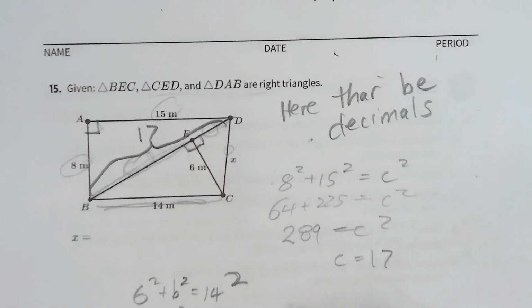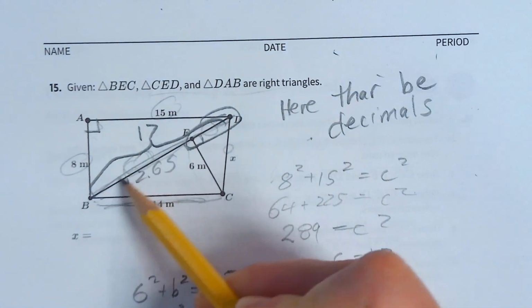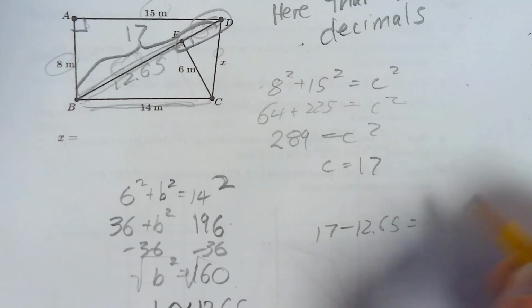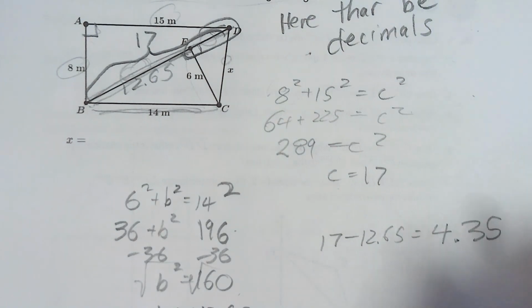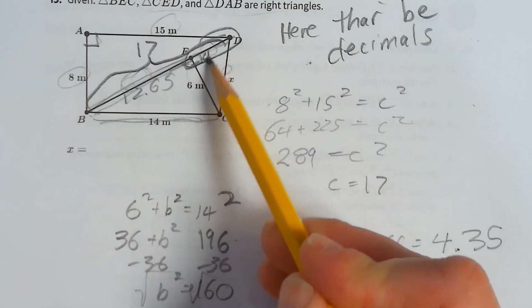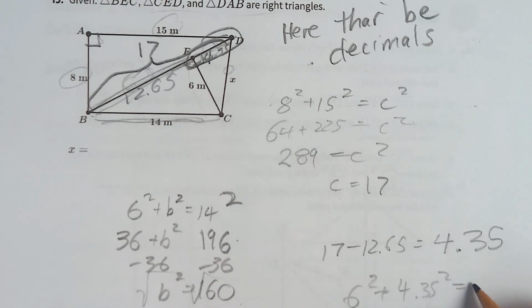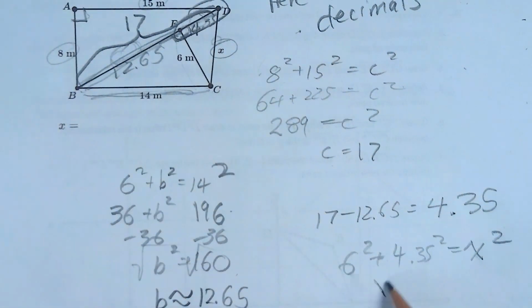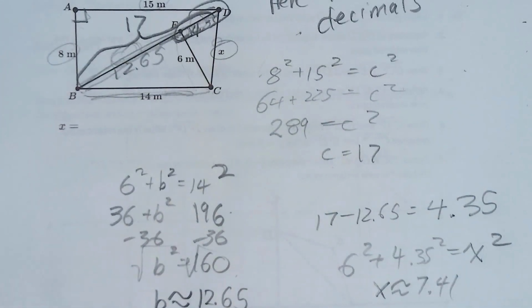So that means this little segment is 17 minus 12.65. 17 minus 12.65 equals 4.35. And the other part of that triangle is 6. 6 squared plus 4.35 squared equals x squared. We're finally at the hypotenuse of this guy. And the answer is approximately 7.41. All right, I have to make one more video before class starts. See you in the next one.